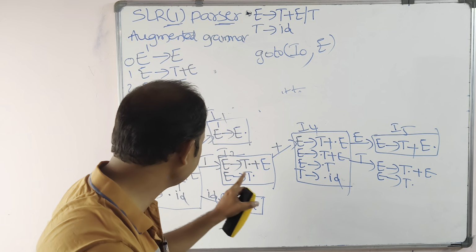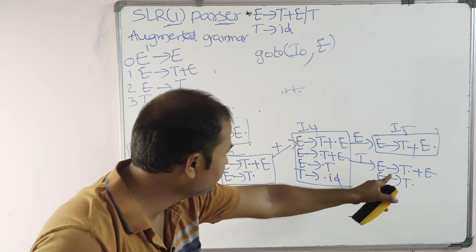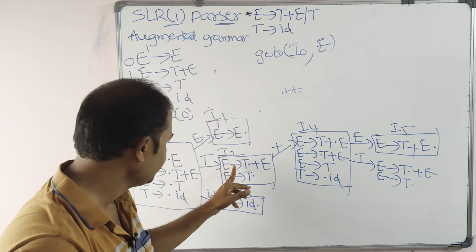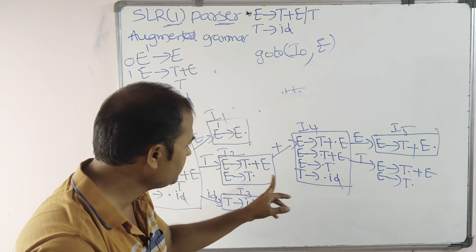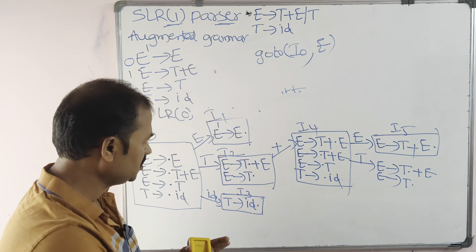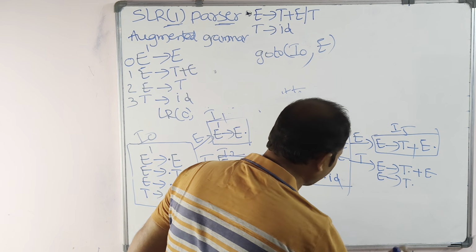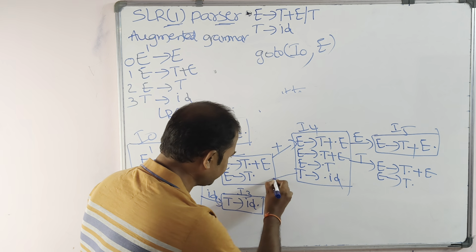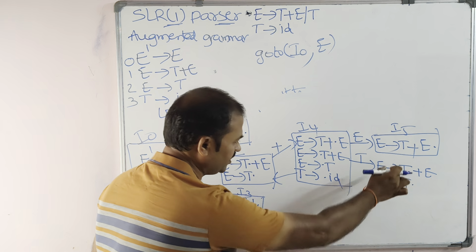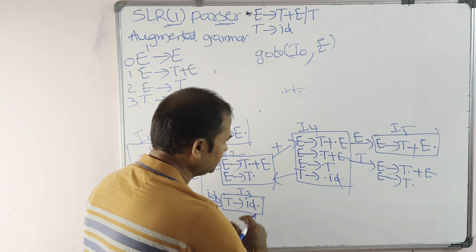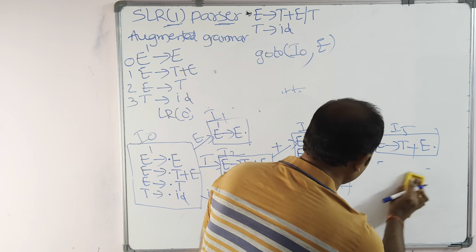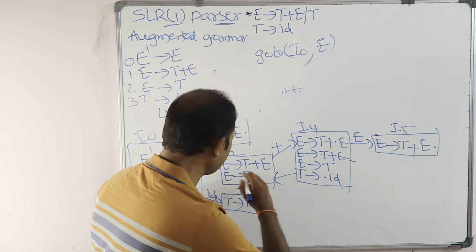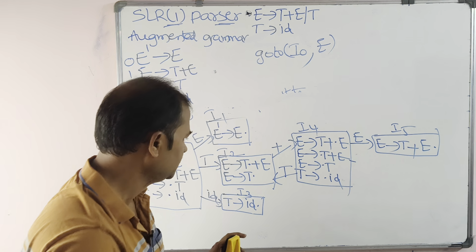If you see here, the I2 productions and these two productions are the same: E produces T dot plus E, and E produces T dot. So instead of writing one more time, if we apply T on I4, we go to the I2 state. So this one and this one both are the same, this is nothing but the I2 state only. There is no need to write it one more time. So if we apply T on I4, go to I2.